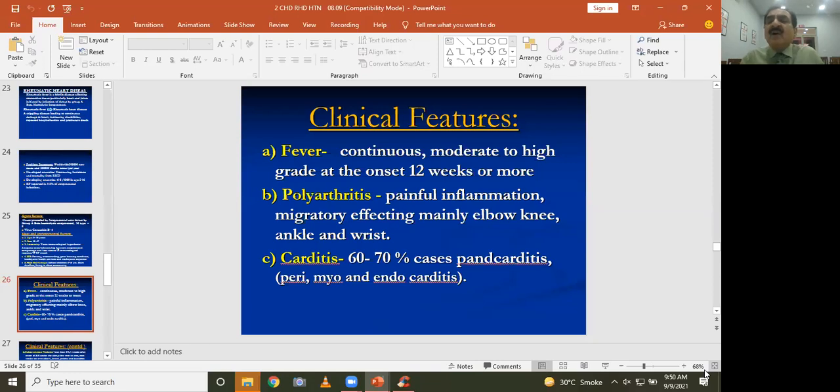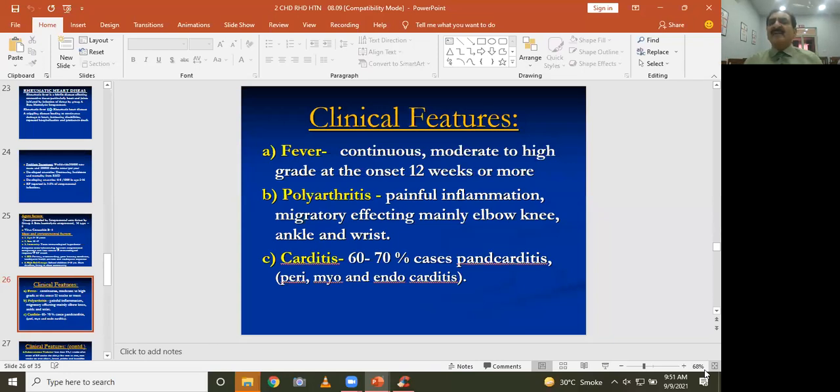Carditis is inflammation of the heart. It can be pancarditis, involving all the layers: pericarditis, myocarditis, endocarditis, and the manifestation depends upon which layer is involved. If the pericardium is involved, there is chest pain. If the myocardium is involved, the heart rate may be irregular, and that may lead to congestive cardiac failure. If the endocardium is involved, there may be mitral stenosis, mitral incompetence, aortic stenosis, aortic incompetence, leading to different types of murmur, depending upon which valve is affected.